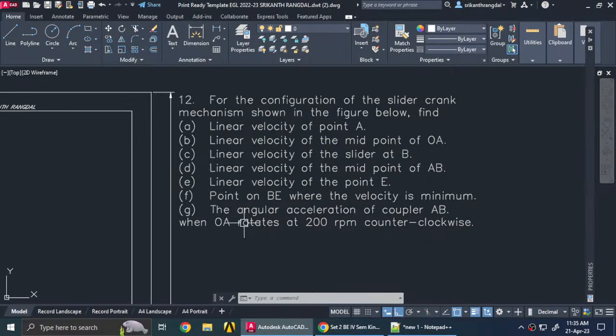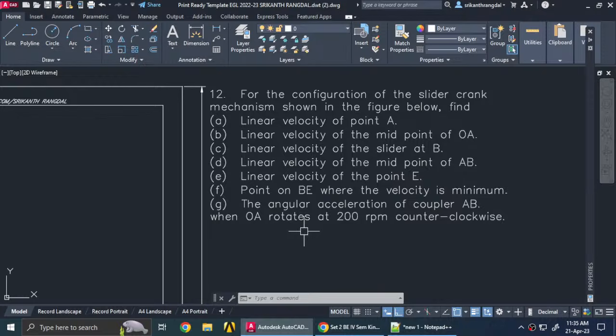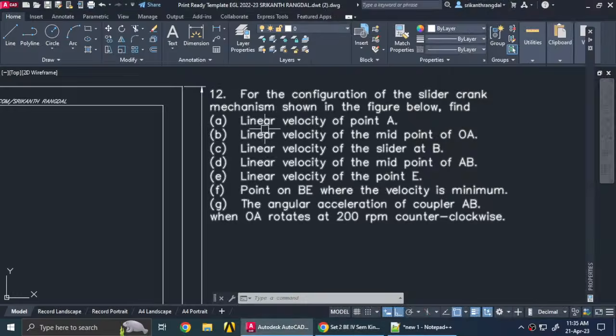I have modified the question slightly, and in this question we will try to find velocities of different points in the mechanism that is given over here. Okay, so we will take the value of rotations to be the same, and for the same dimensions we will find a number of velocities.